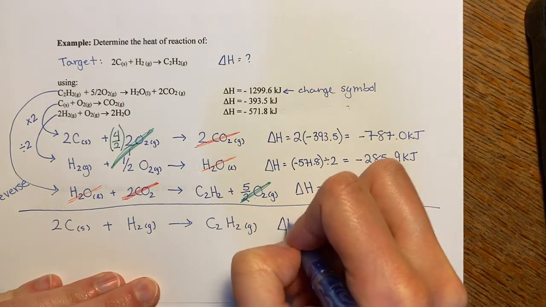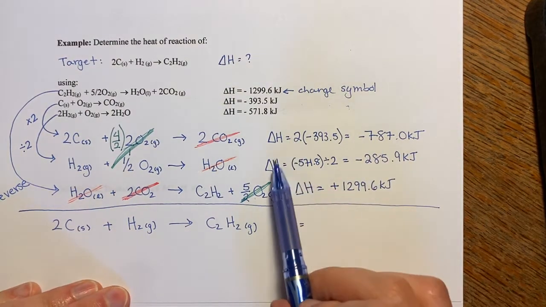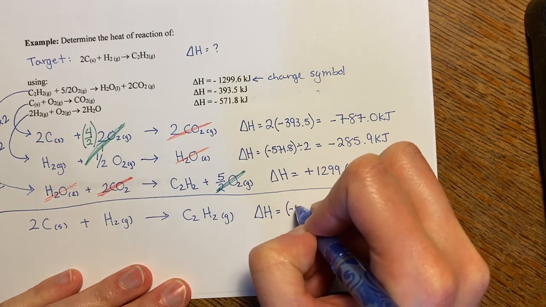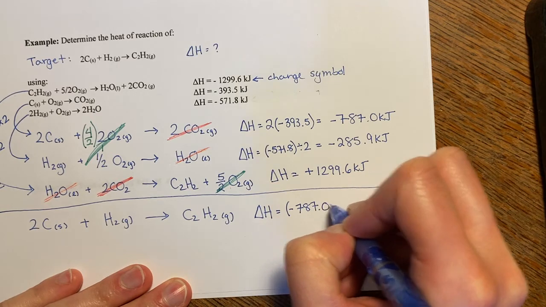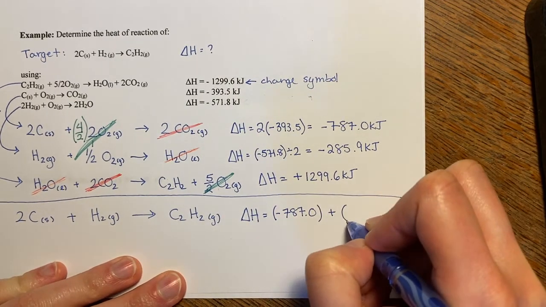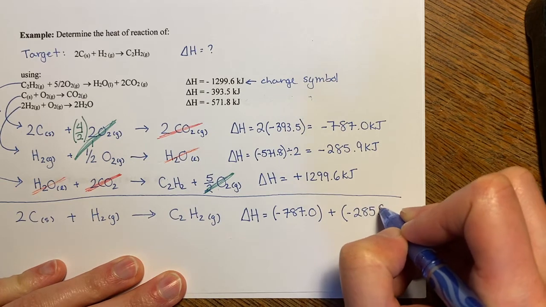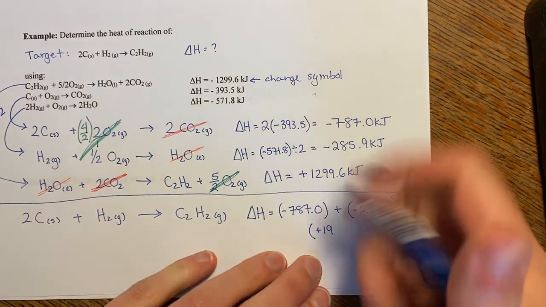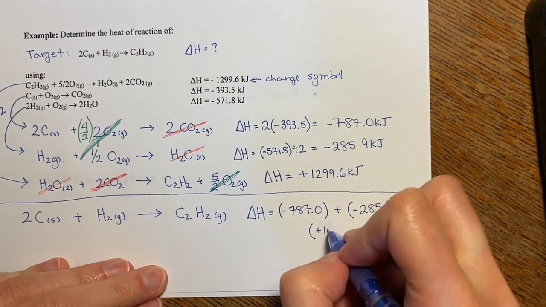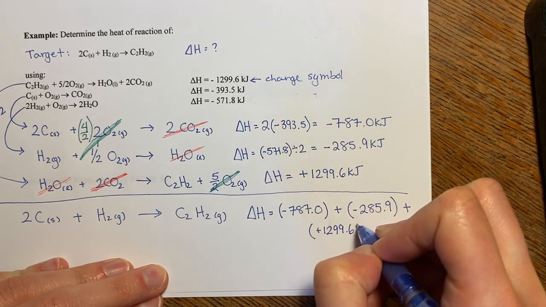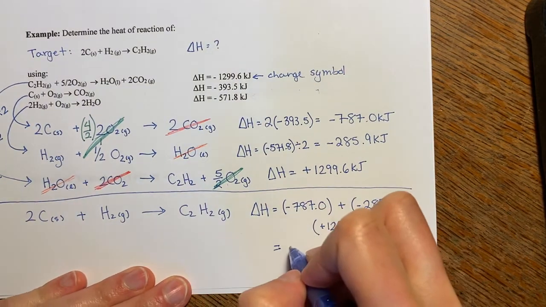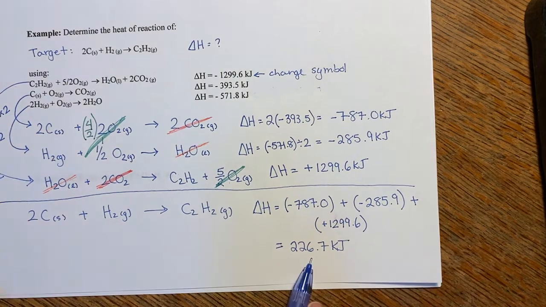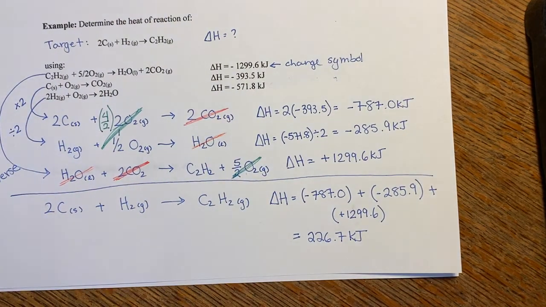Our delta H is going to be the sum of our 3 delta H's of our reactions. So that's going to be a total of minus 787.0 plus negative 285.9 plus positive 1299.6, which is going to equal a total of 226.7 kilojoules as our final delta H for our target reaction.